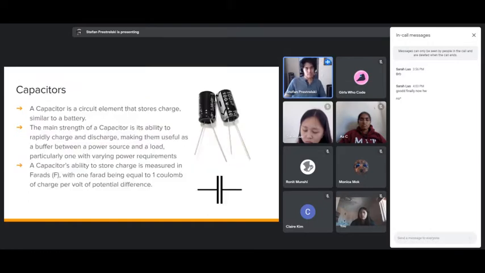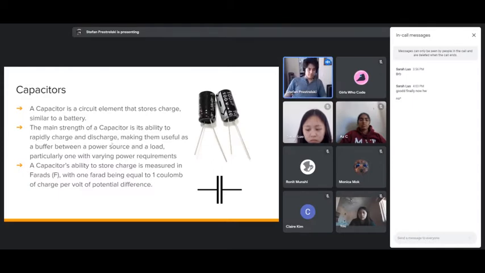Except we have a capacitor, which is an element that stores charge similar to a battery. The main strength of a capacitor is simply its ability to rapidly charge and discharge, which makes them useful as a buffer between a power source like a battery and a load, particularly one with varying power requirements, because a battery has a limit to how fast it can discharge current. Well, a capacitor has a much higher discharge rate.